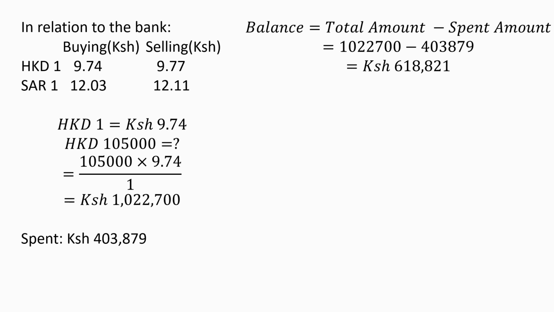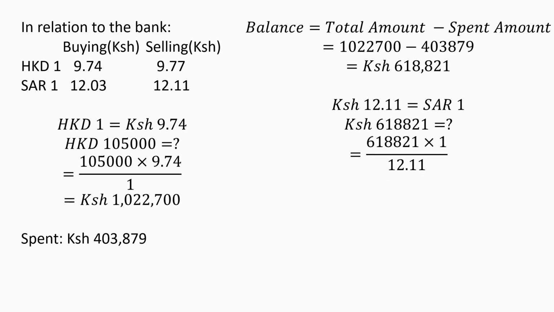Then we've been told that all this was changed into South African rand. So in relation to the bank would be selling the rands to her, and therefore the exchange rate would be 12.11. So for 1 rand she would get 12.11 shillings, and so we need to obtain what 618,821 would yield in South African rands. And so it's 618,821 times 1 divided by 12.11, since we are cross multiplying, and so she was left with 51,100 South African rands.